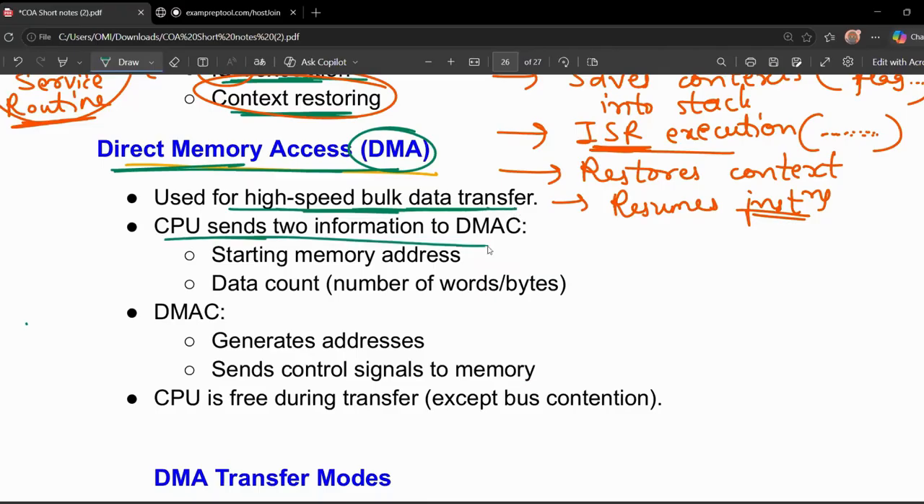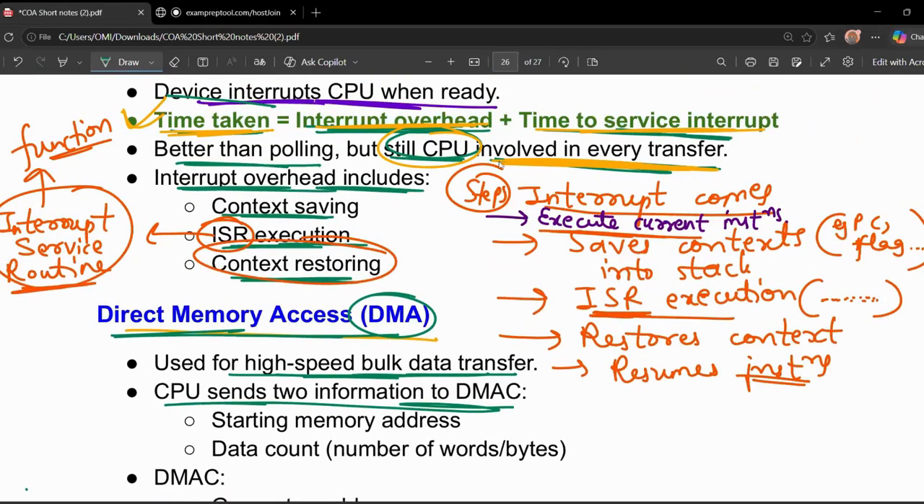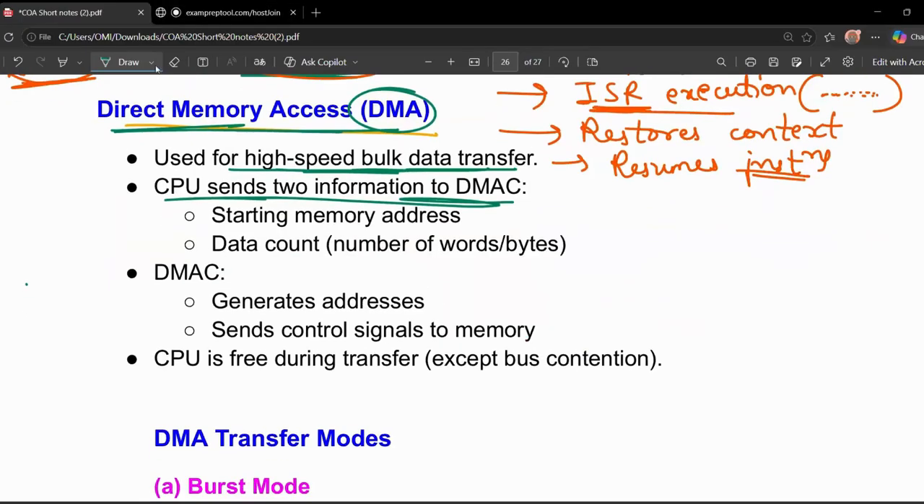The CPU will send two pieces of information to DMA. See what the CPU will do: the CPU won't do the transfer now. The CPU will give two pieces of information to DMA, like the starting memory address and the data count.